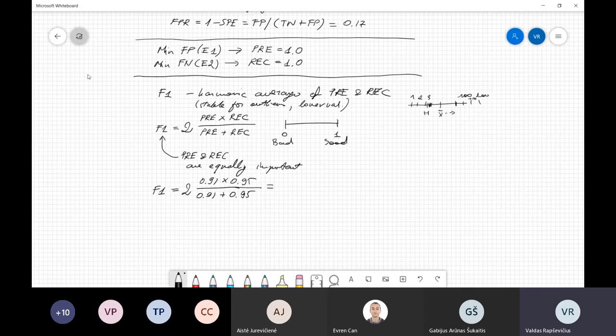Type the answer into the chat box. If you're not sleeping, hopefully you're not. This is just to make sure if anybody is awake.